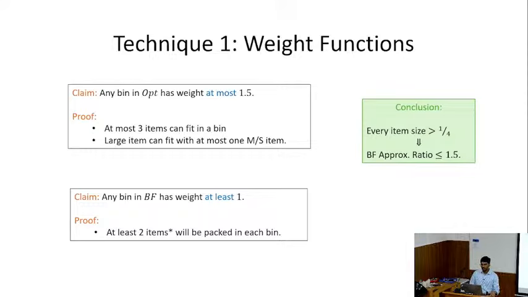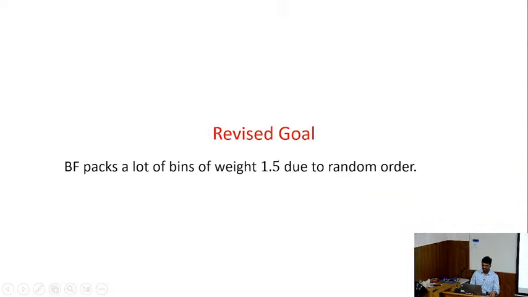Okay, but now we want to harness the power of random order and show that we can achieve a ratio strictly better than 1.5. So how do we do that? Note that in this claim, if we can show that there are a lot of bins in best fit that have weight not just at least 1 but at least 1.5, then we beat 1.5 strictly. So that's our revised goal. We want to show that best fit packs a lot of bins of weight 1.5 due to random order.